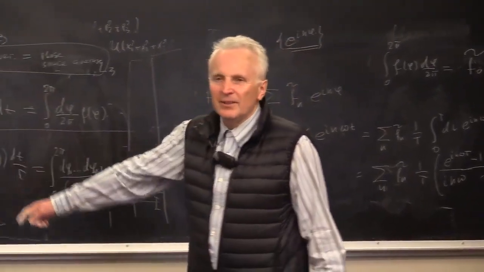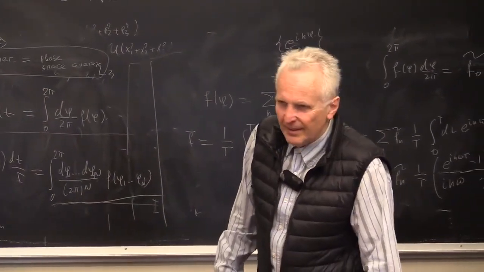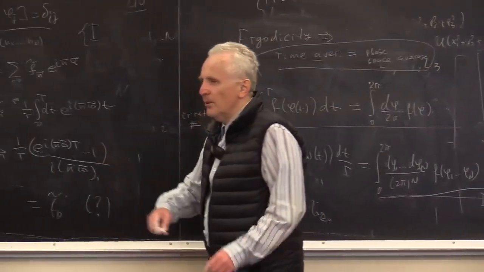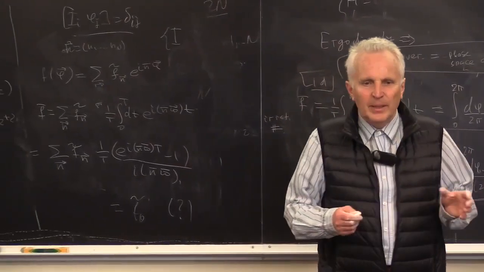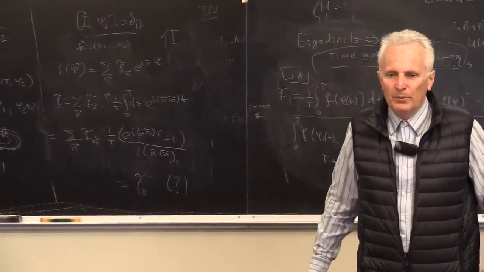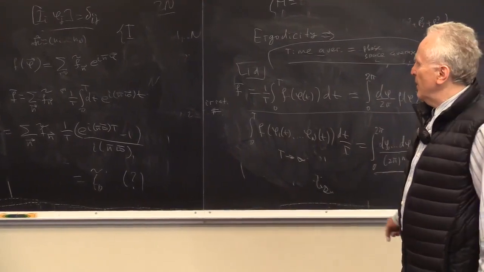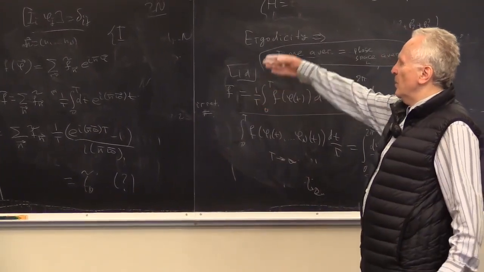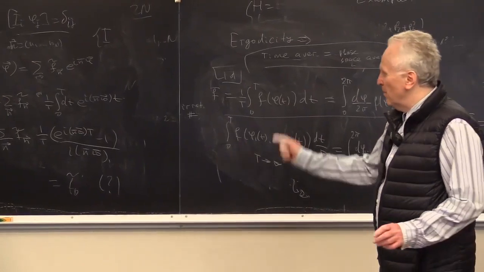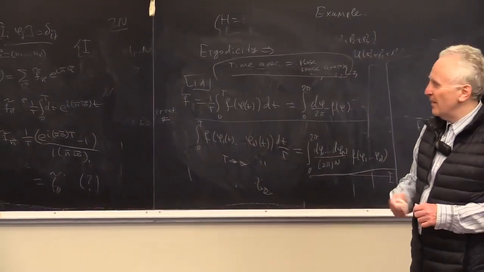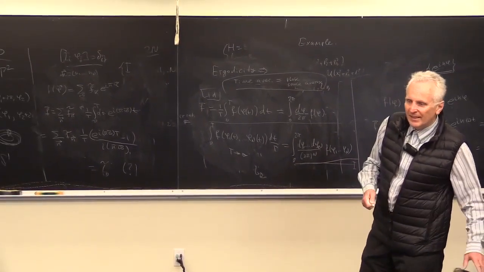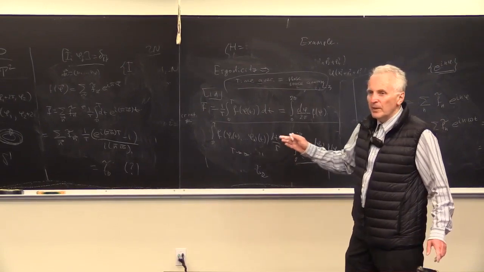When does the argument break down? Just look at the formula and you will see. What is the dangerous part in this formula? If everything is finite here, then 1 over t will kill the whole thing. But what can save it? Simple question. Yeah, go ahead.